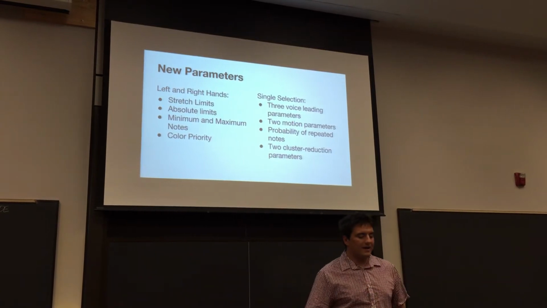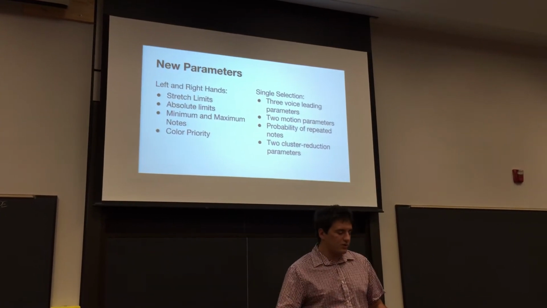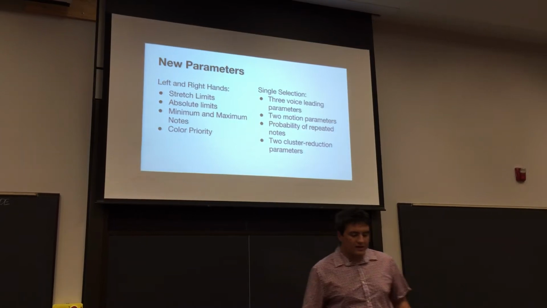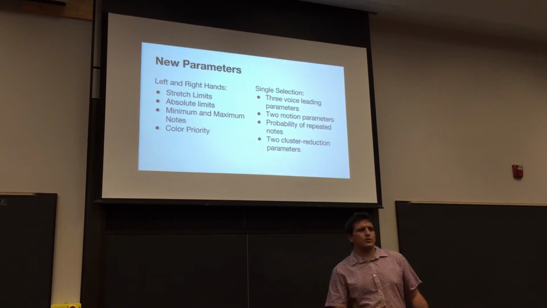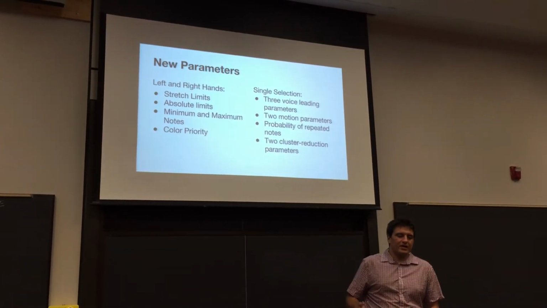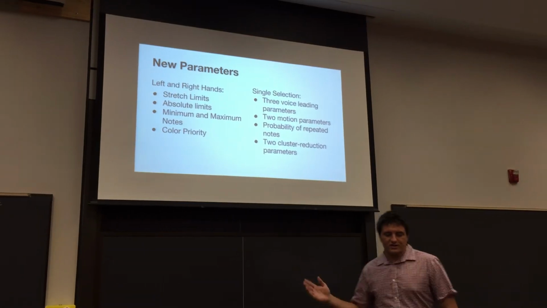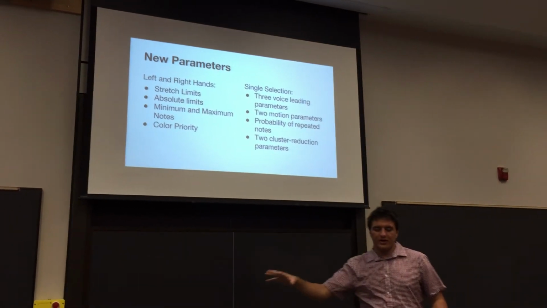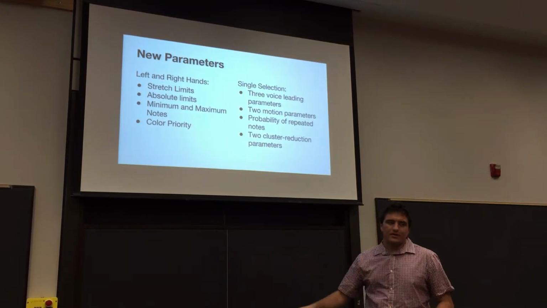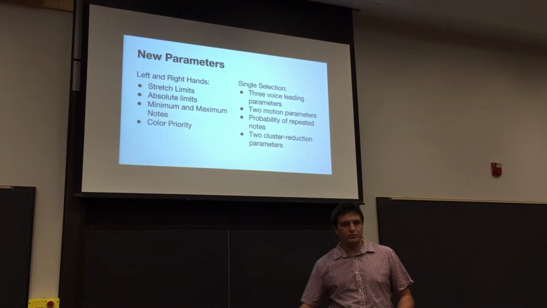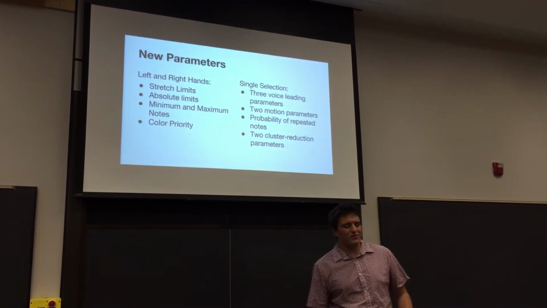You can have a minimum and a maximum number of notes, maybe 3 notes in one hand, 2 in the other. And color priority. Color notes are notes that aren't actually in the chord but can be added to give the chords a different kind of feel. We also have single selection parameters, 3 of them for voice leading, so that will control how much the piano is allowed to jump around. 2 motion parameters control how much the hands are allowed to jump around.